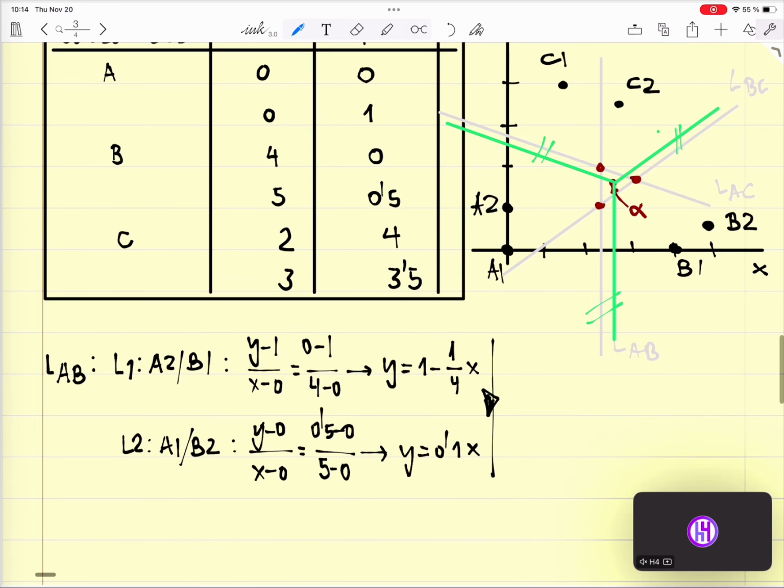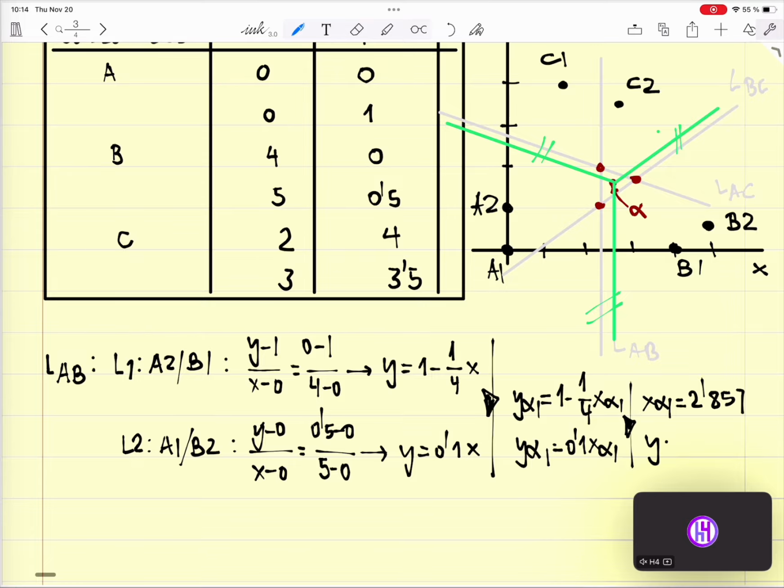As a result, y alpha 1 equals 1 minus 1/4 x alpha 1, and y alpha 1 equals 0.1 x alpha 1. So as a result, we get x alpha 1 equals 2.857 and y alpha 1 equals 0.286. Okay.